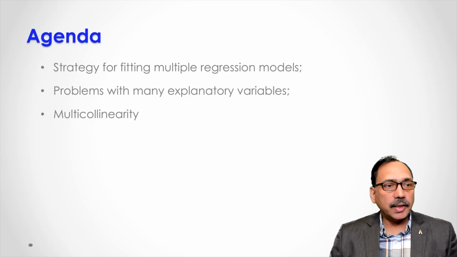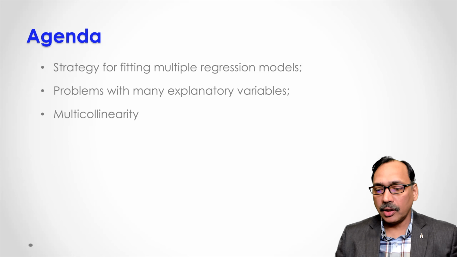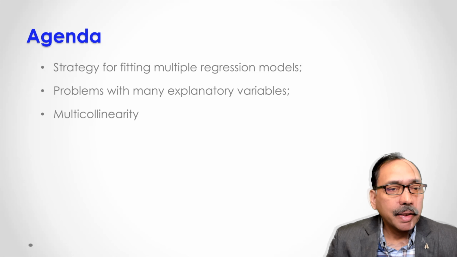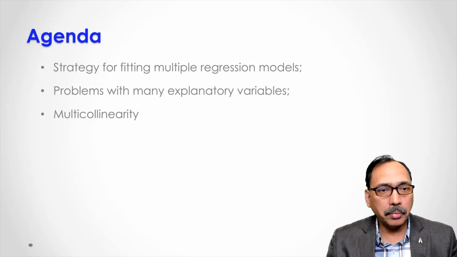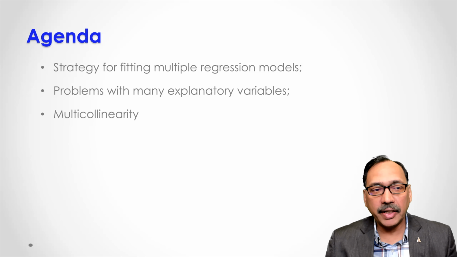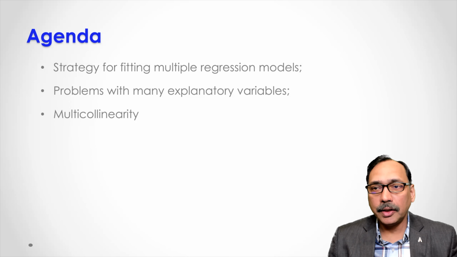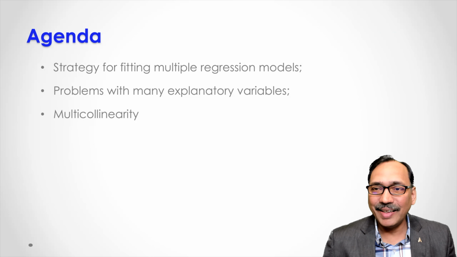Let's start with the agenda. We are going to cover strategy for fitting multiple regression models. This is a continuation of what we were doing last time. We'll also look at some problems that come up because of several explanatory variables. One of the major problems is called multicollinearity. So we are going to look at what multicollinearity is and also how we can assess it.